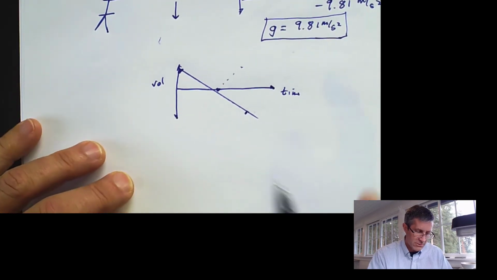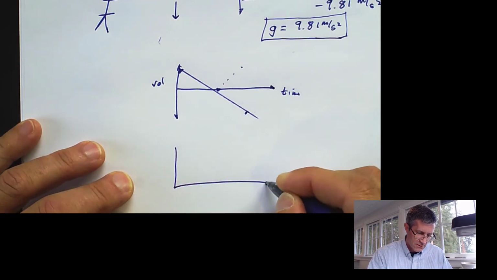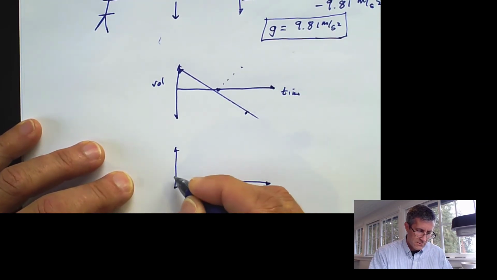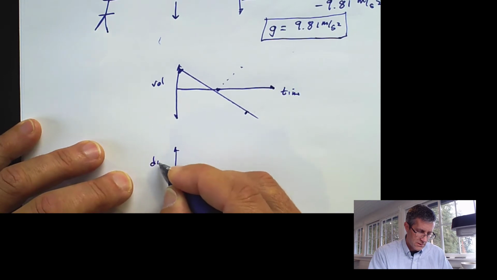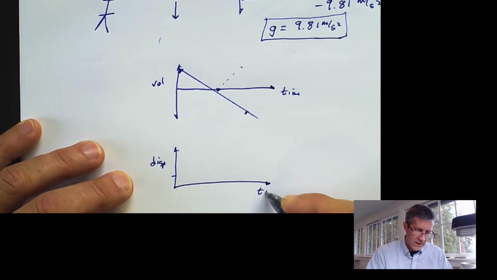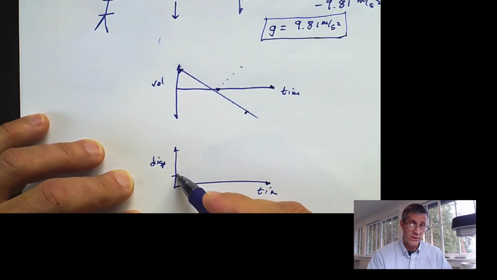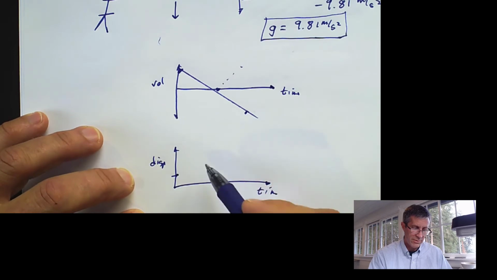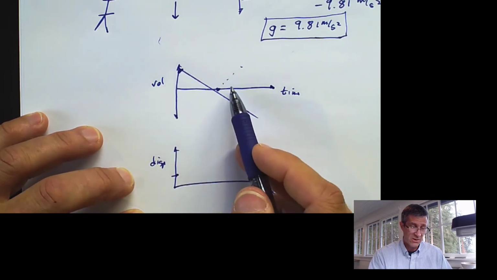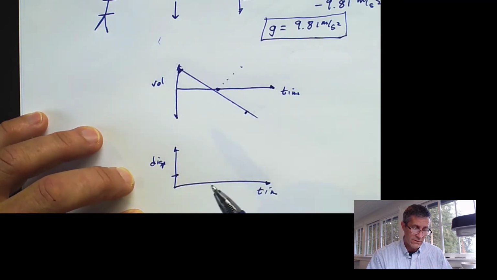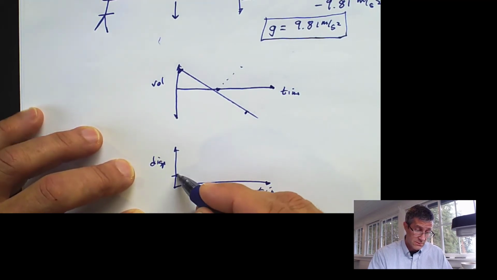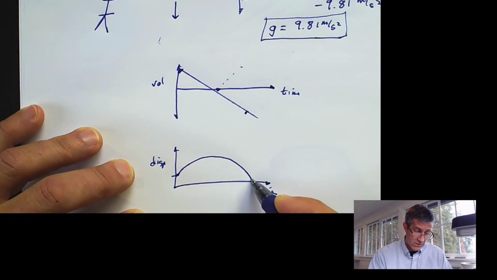Okay, if we're to make a displacement graph over time, explain to yourself why I didn't start it at zero. So what's going to happen? Well, I have negative acceleration. When I have negative acceleration, I'm going to have a frown. So on my displacement graph, I'm going to make it go like this.